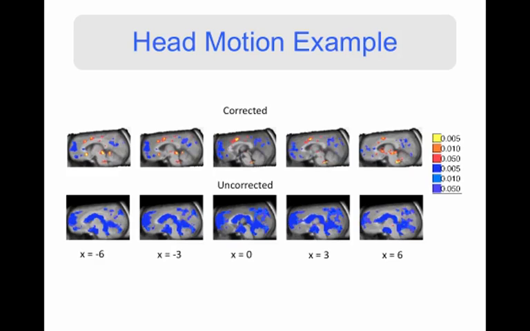Here's an example of some real data where we fit 2 models, one incorporating the motion parameters and one not. As you can see in the uncorrected one, the one that didn't incorporate the motion parameters, we get a lot of noise all over the brain. However, when we correct for that and control for the motion, we get more regional activation.